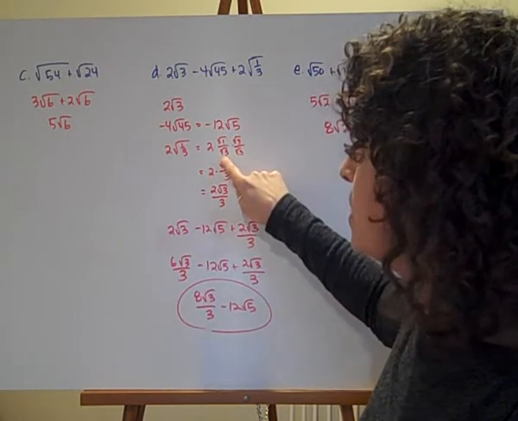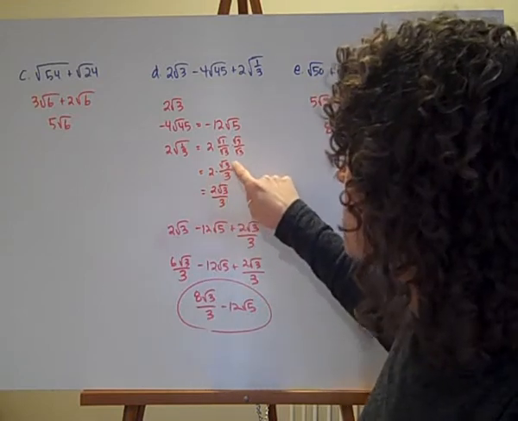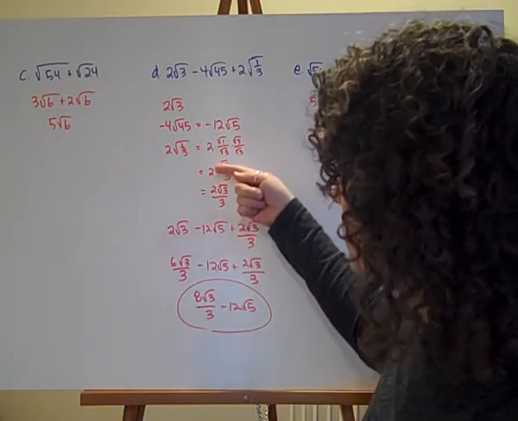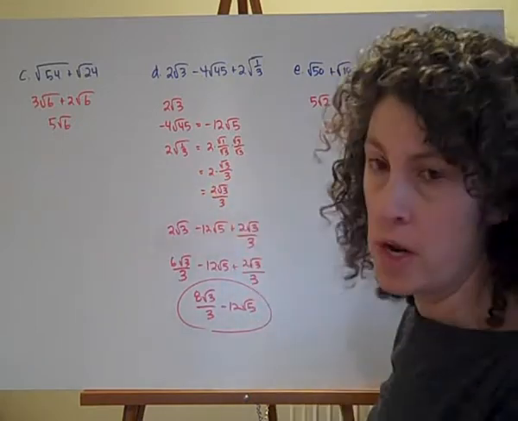Radical 3 times radical 3 becomes just 3. So I have 2 times radical 3 over 3. So this is basically 2 over 1. So I end up with 2 radical 3 over 3.